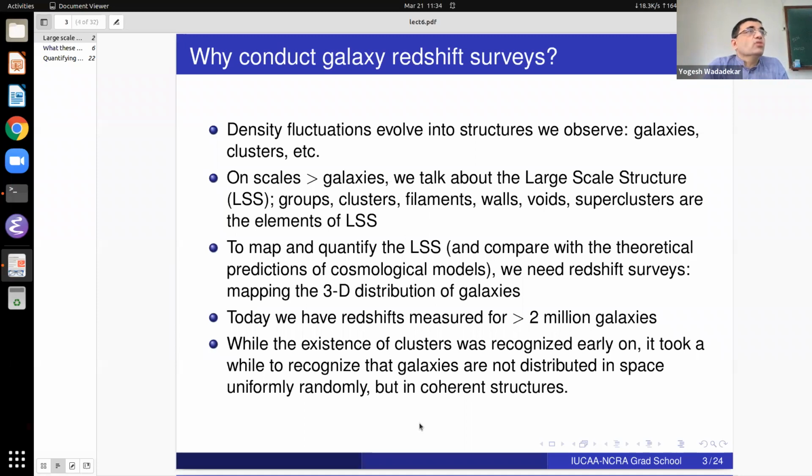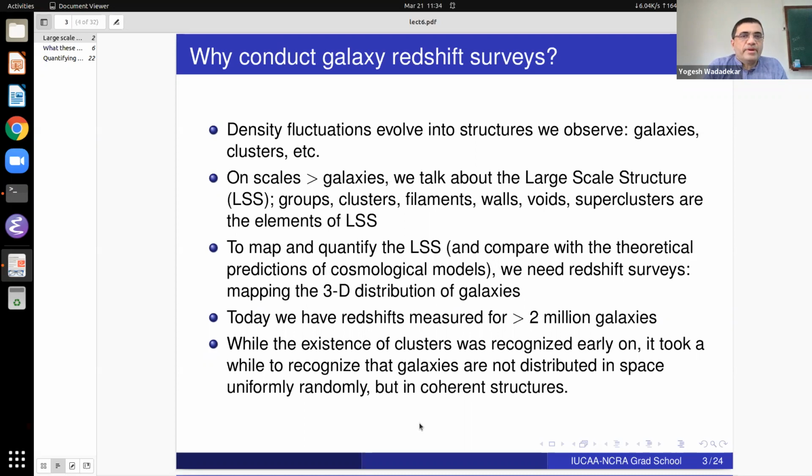Then you expect to see voids. You expect to see regions of space in which there are few or very few or no galaxies. But you also expect on the other side to see superclusters, which are literally clusters of clusters. Many clusters together in one small volume are called a supercluster. All of these are the elements of the large-scale structure.